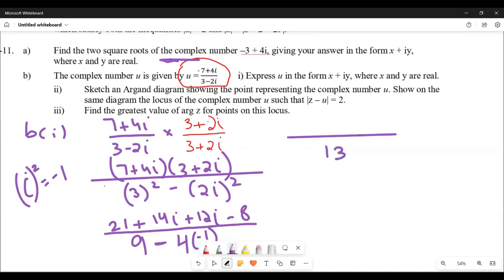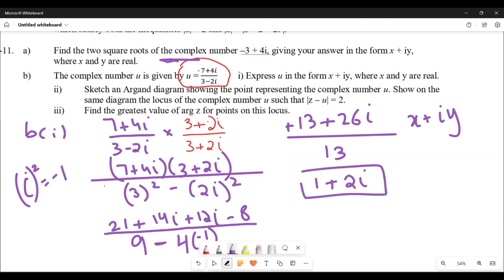And the numerator is 13 plus 26 iota. And you have to give your answer in the form x plus iota y. So you must split the denominator, which gives us 1 plus 2 iota. That is u in x plus iota y form. Any questions here? So this is u: 1 plus 2 iota.